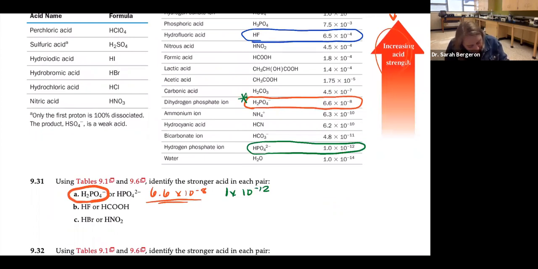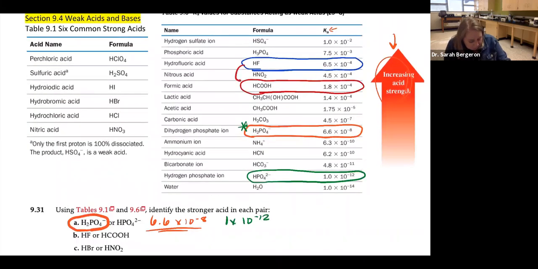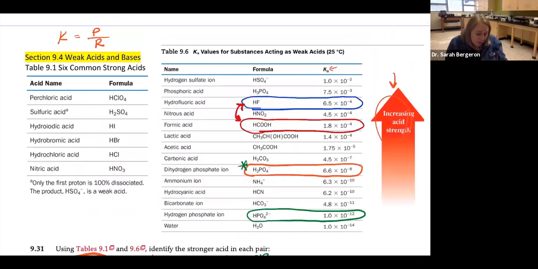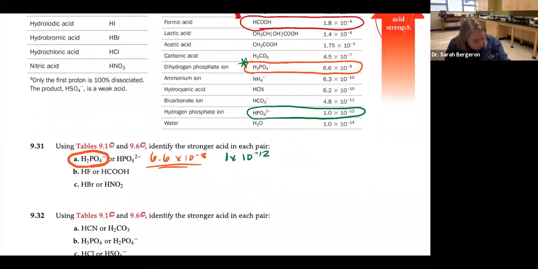HCOOH. All right, let's do red. HCOOH, right? Which one is going to be the stronger acid? It is the one that is going to have the higher Ka value. So it's going to be right here, HF. Let's circle that one in blue, HF, right?